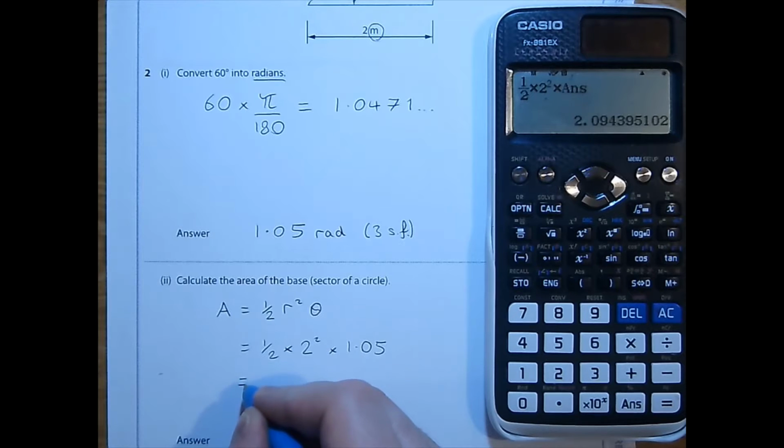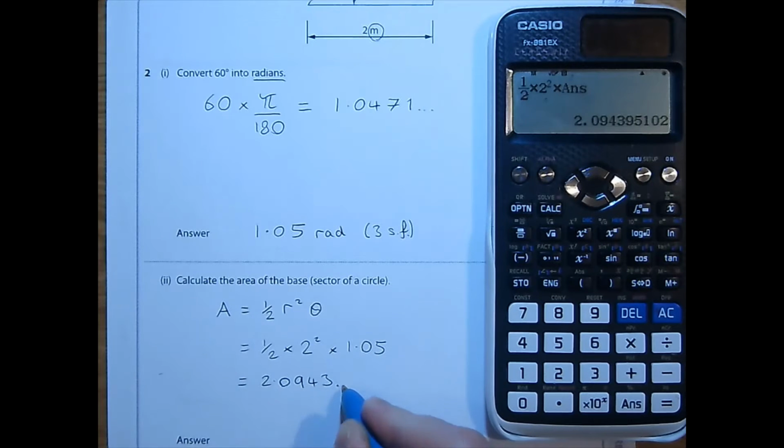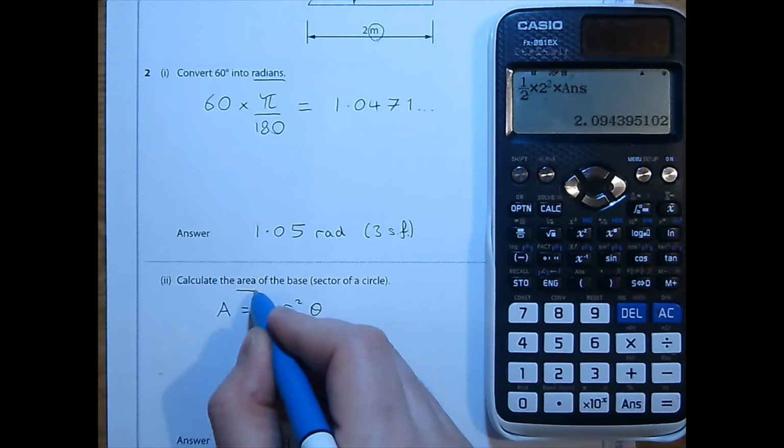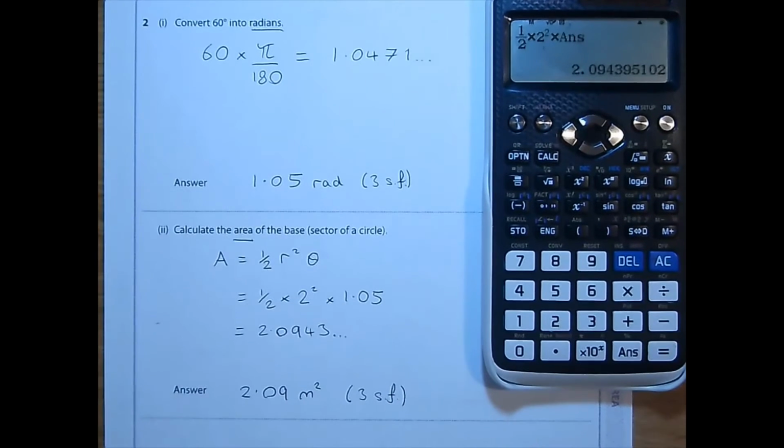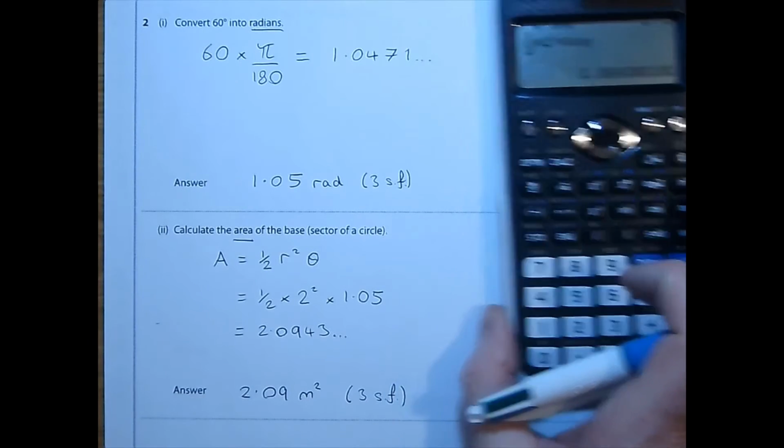What have I got? 2.0943. And once again, I'm truncating, not rounding. That 3 would have become a 4 if I was rounding. I'm now going to round though. 2.09, and that would be meters squared because it's an area and we're working in meters, as we can see from the radius there. And once again, 3 significant figures. 3 significant figures is sort of my standard. If they don't specify what they want, 3 seems a reasonable degree of accuracy to me.